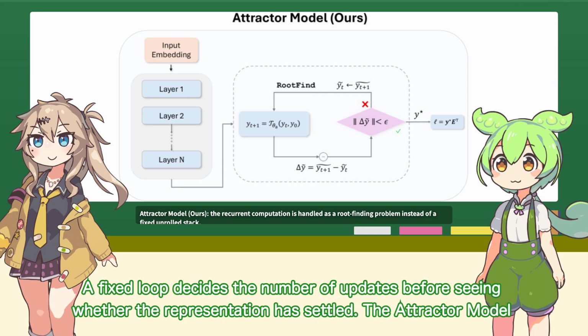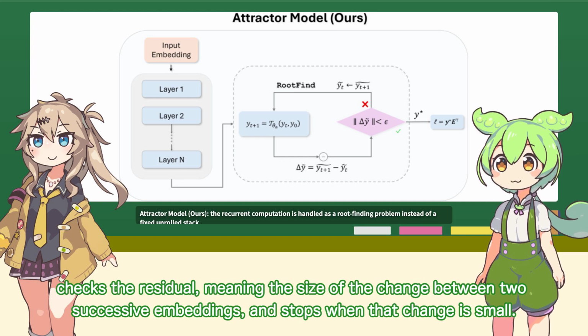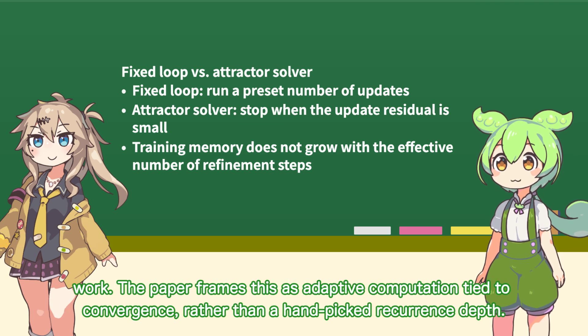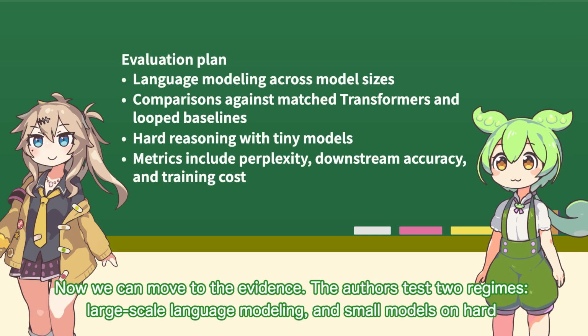A fixed loop decides the number of updates before seeing whether the representation has settled. The attractor model checks the residual, meaning the size of the change between two successive embeddings, and stops when that change is small. That matters because easy tokens do not need to pay for unnecessary refinement, while harder cases can use more solver work. The paper frames this as adaptive computation tied to convergence, rather than a handpicked recurrence depth. Now we can move to the evidence.